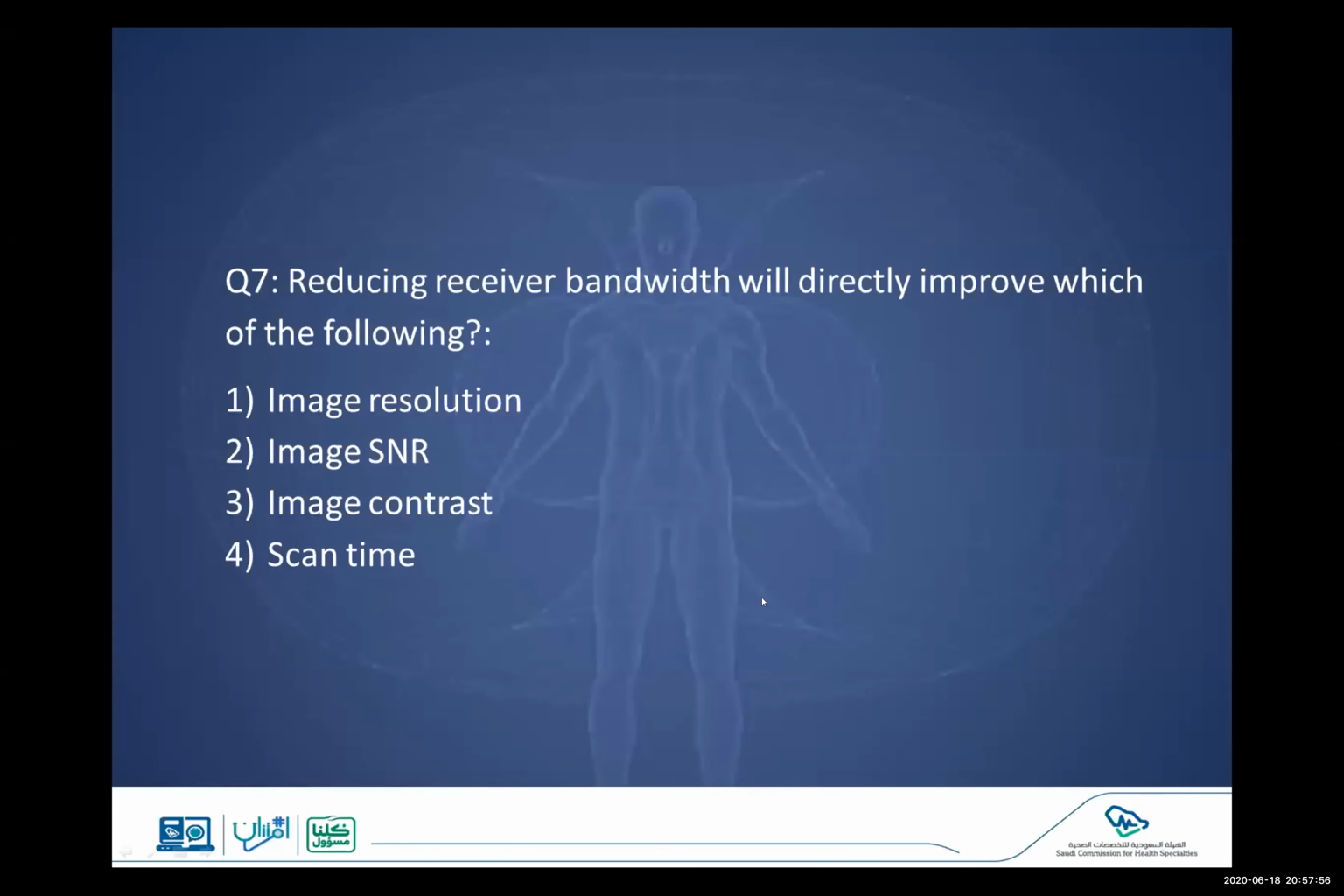So, question time. Reducing receiver bandwidth will directly improve which of the following? Image resolution, image signal to noise ratio, image contrast, or scan time?